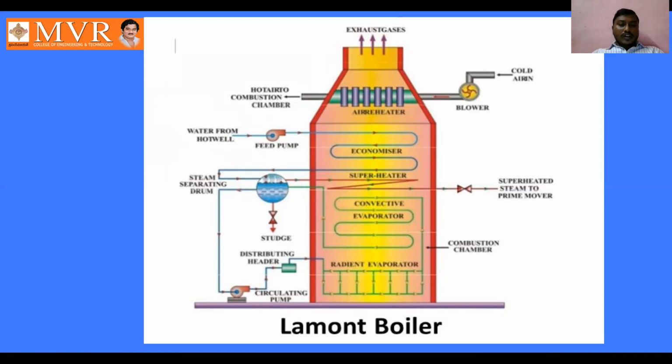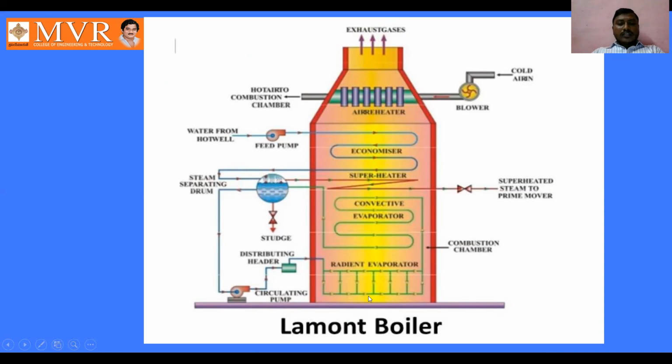By using this circulating pump, the water is transferred into the distributing header, and from the distributing header it enters the radiant evaporator. From the radiant evaporator it enters the superheater, where it is superheated, and again it is transferred into the turbine, as superheated steam to the prime mover. This is the Lamont boiler.